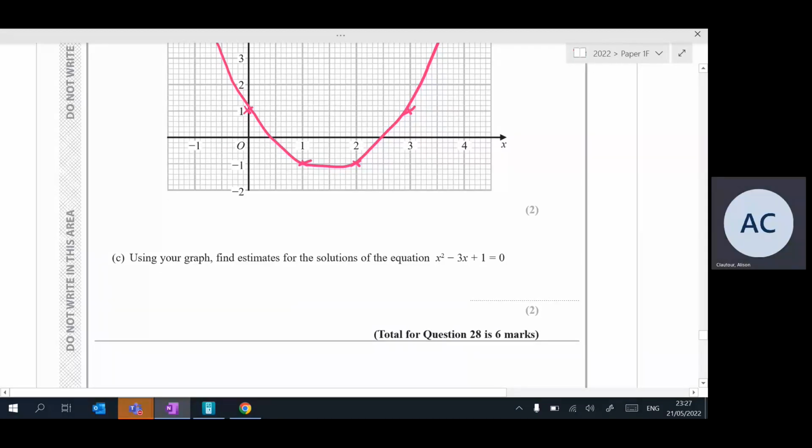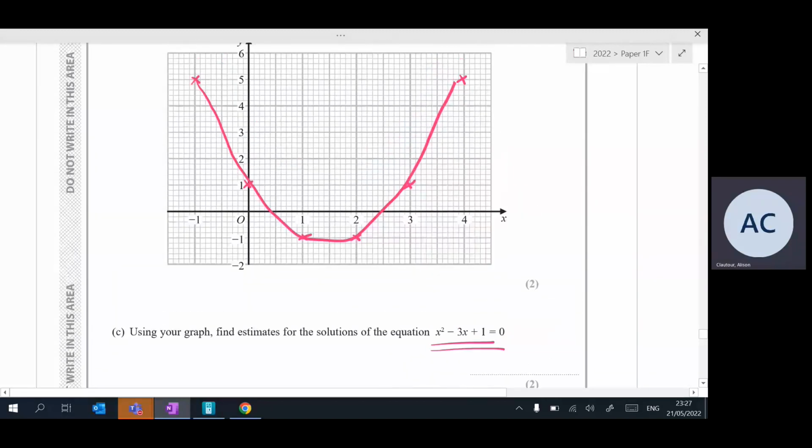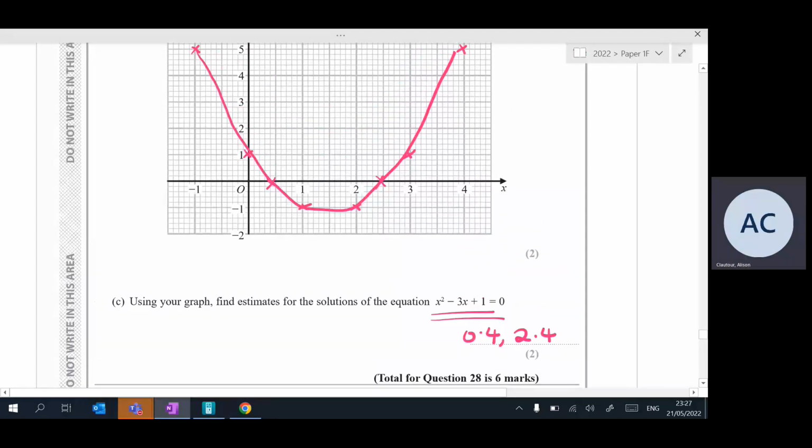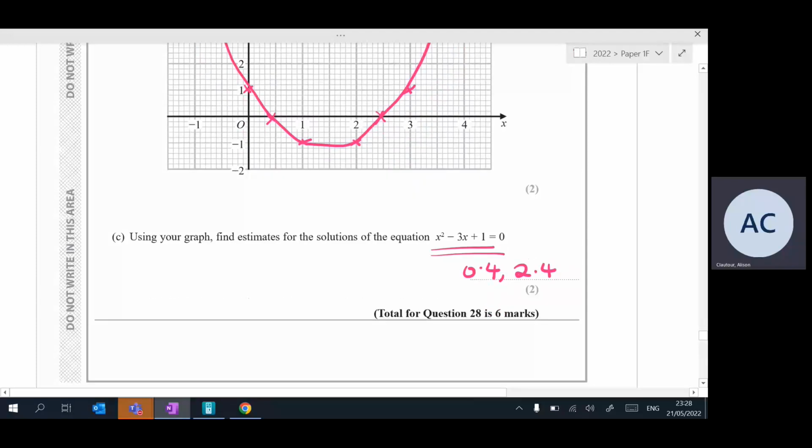Okay, and then it wants us to find the solutions of this equation here. So in other words, it's asking us for the root. So this is a graph we've just drawn. So if it equals 0, you're looking for the roots. Okay, so my graph is 0.4 and 2.4. Okay, they will be lenient, so they will give you anything close to that. So you put 0.5, 2.5, for example, that is absolutely fine. It depends how you draw your graph. And you can probably be more accurate than me because you have got a sharp pencil rather than doing it on a computer screen.